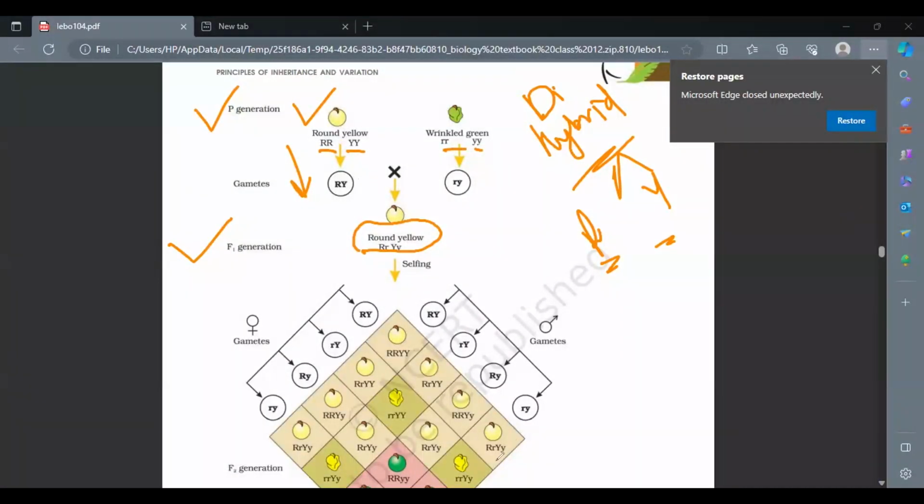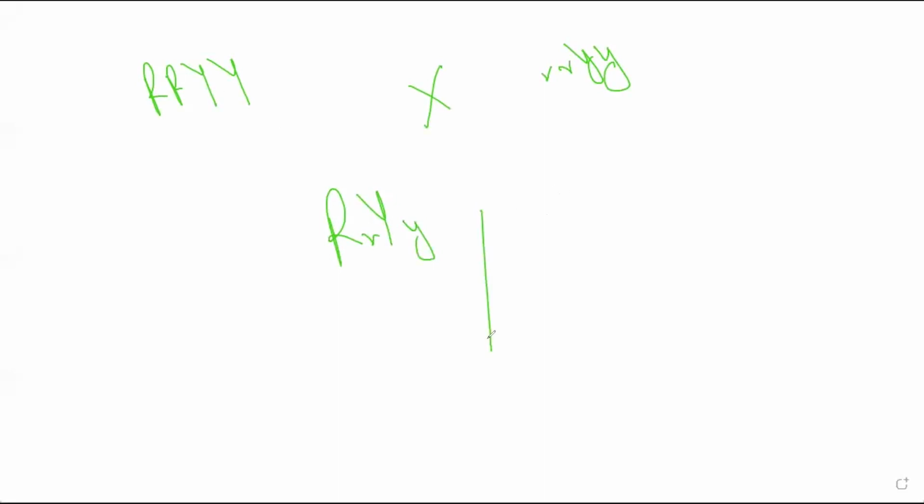After that, what happens? Now, I'll make a Punnett square and explain exactly what's happening. So when I'm taking this RR, YY, and it is getting crossed with the recessive one, that is rr and small y, okay? The F1 generation you are getting is this. This F1 generation is going to be crossed and you'll get a Punnett square, okay?